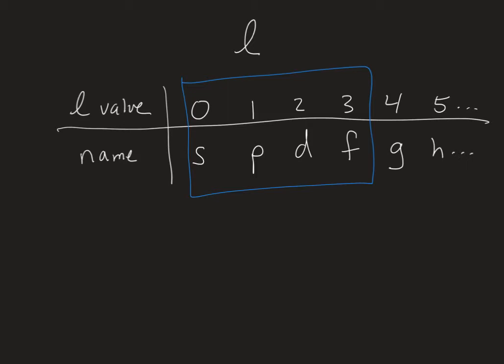So L values get a name that goes with them. An L value of 0 goes with an S. An L value of 1 goes with a P. An L value of 2 goes with a D. An L value of 3 goes with an F. And again, we'll talk more about that in class, but these are the rules.